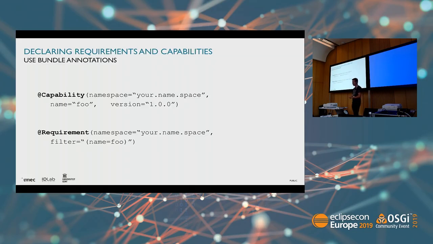So basically, you can add a capability annotation on one of your class files in the bundle, and that specifies the capability with your namespace and whatever attributes you want to add to it. And similarly, you can create a requirement annotation with your namespace and some filter. And then automatically, BND will add those correctly formatted Require-Capability and Provide-Capability strings into your manifest. And you can also use them to resolve your application.